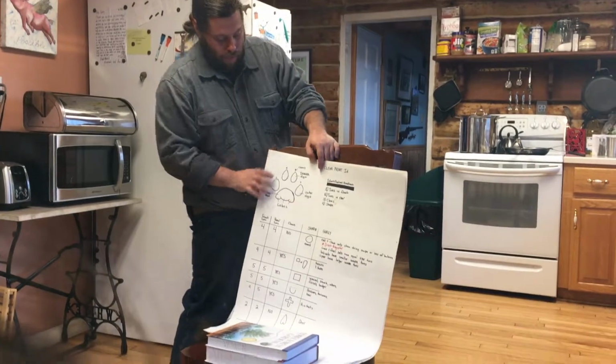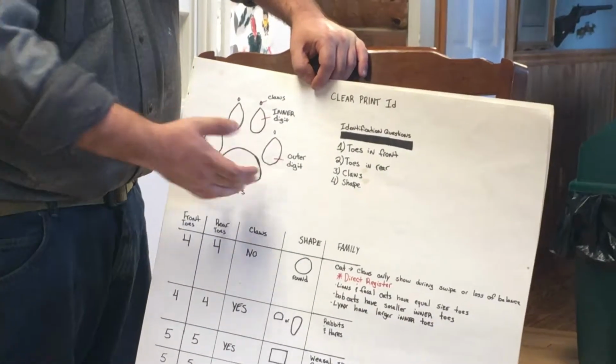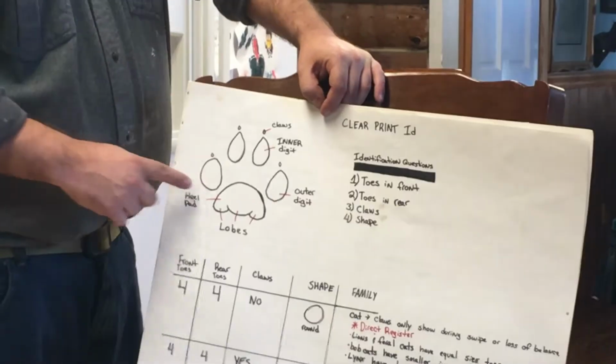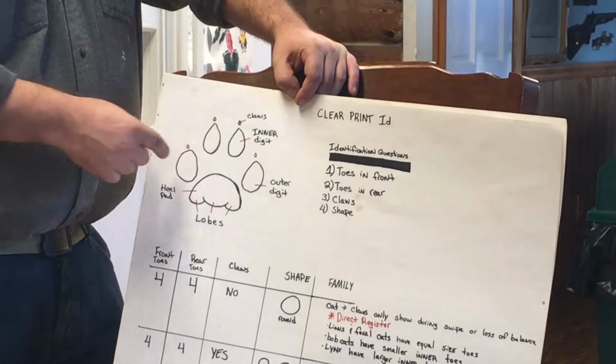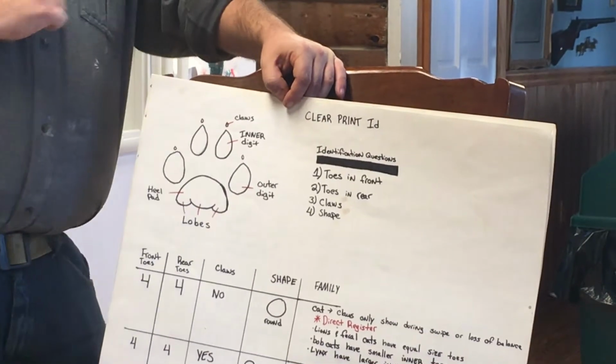Let's back up a little to get what you're saying. I thought he was saying thumbs, like we have too. This is a dog track again, and in the rear we have the 3 lobes. This is the heel pad, and then we have the digits, the outer digits and the inner digits, and then the claw marks too.